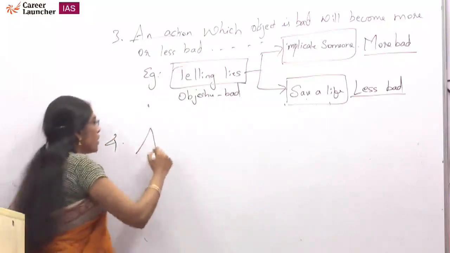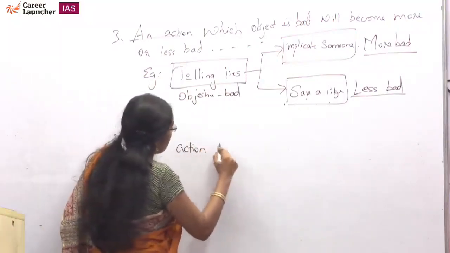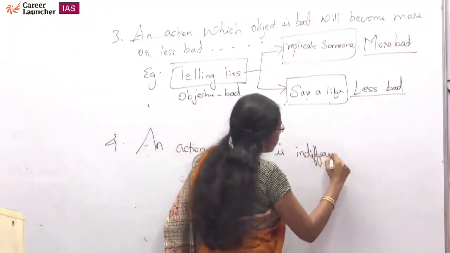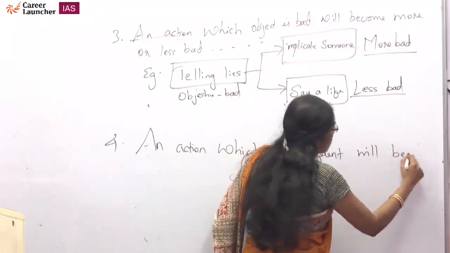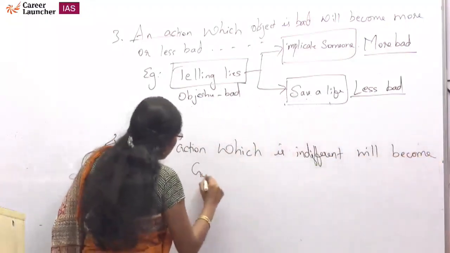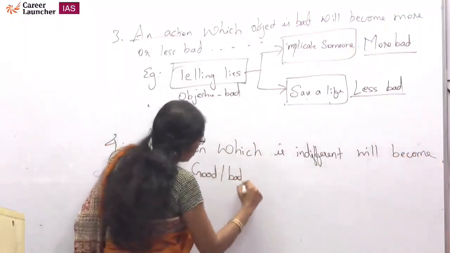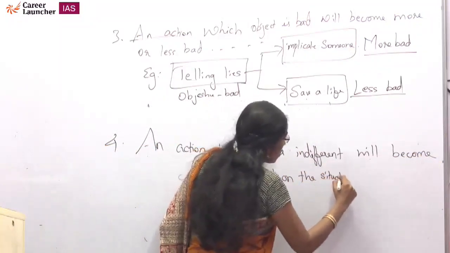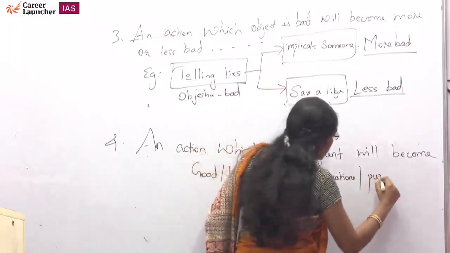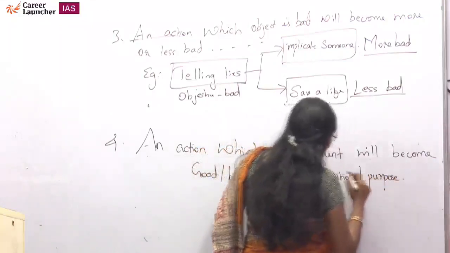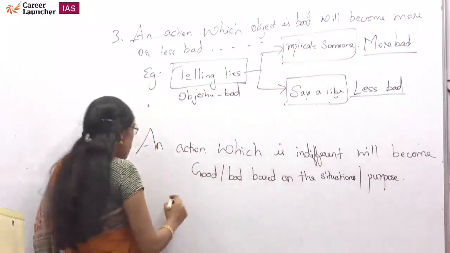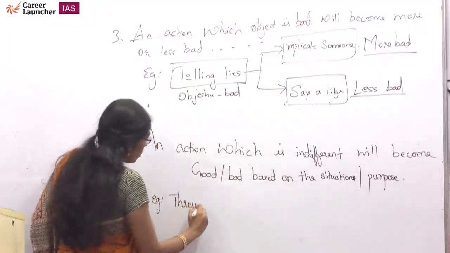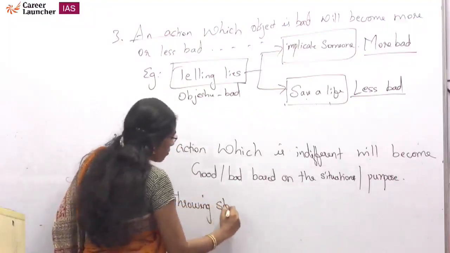Four, an action which is indifferent will become good or bad based on the situation or purpose. Situation means circumstances, or purpose. For this, we'll take two examples. One is the example of throwing a stone, which we already saw. Throwing a stone is an indifferent action, right?